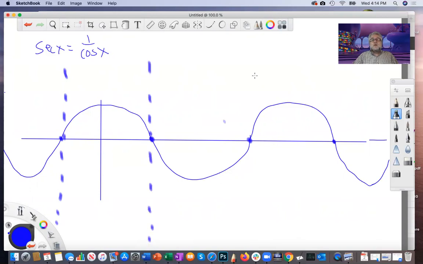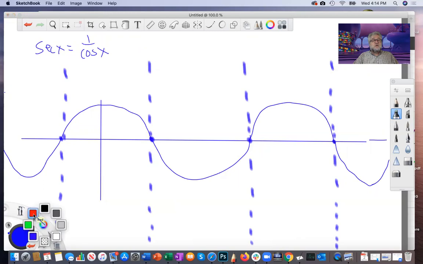And again, you need to be able to identify that. Whenever we look for asymptotes, we look for what happens when the denominator is 0. And now, let's think about what cosecant will be like. Cosecant is going to be, well, when cosine is 1, cosecant is 1. So it's just like with secant.